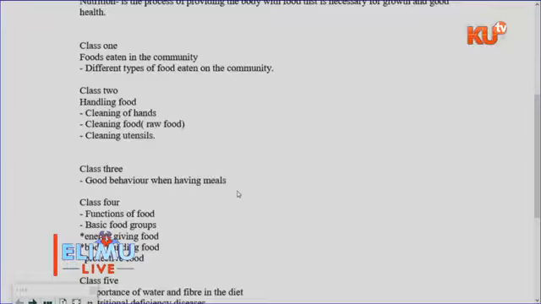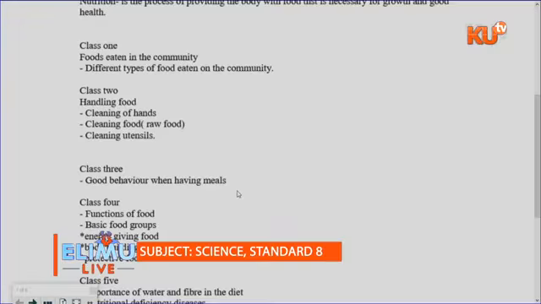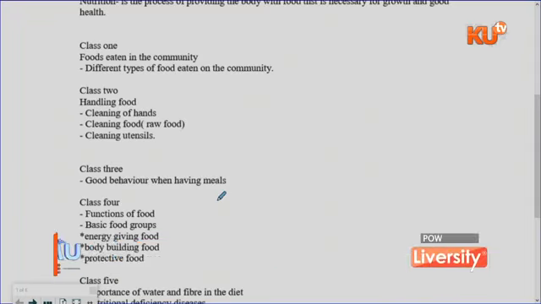In grade 3, we learned about good behavior when having meals. You are not supposed to lick fingers when having meals. You are not supposed to talk while the food is inside the mouth. You are not supposed even to pass food to other people when they are far away from you. In short, good behavior when having meals is what is known as table manners.